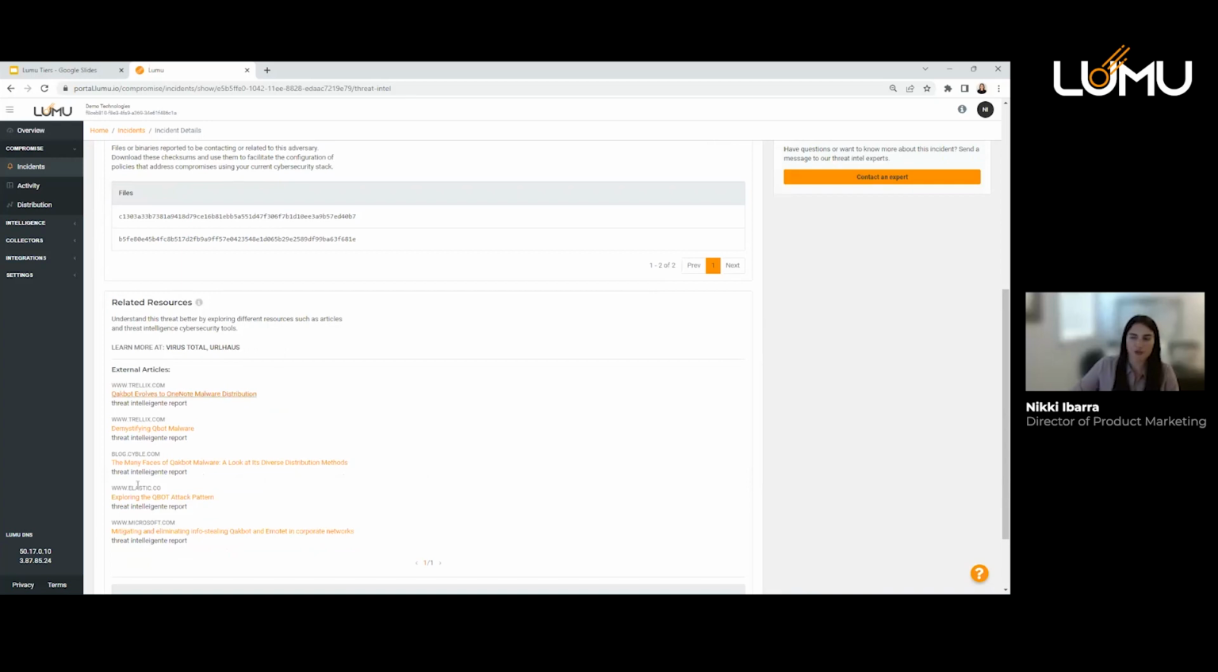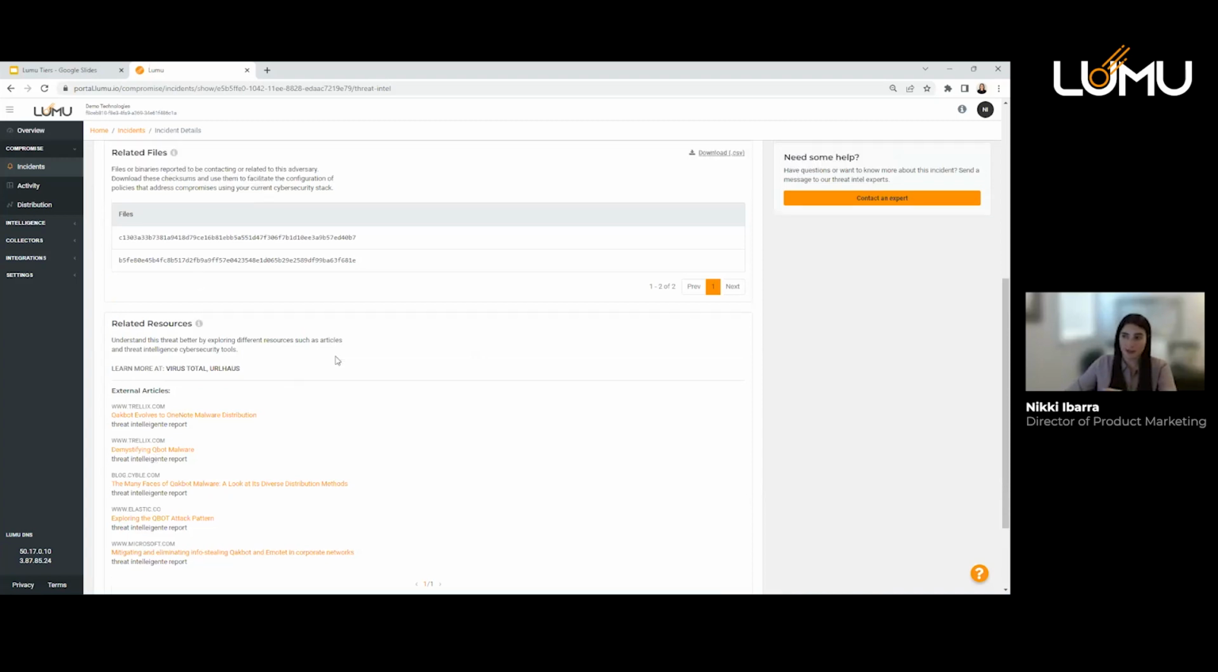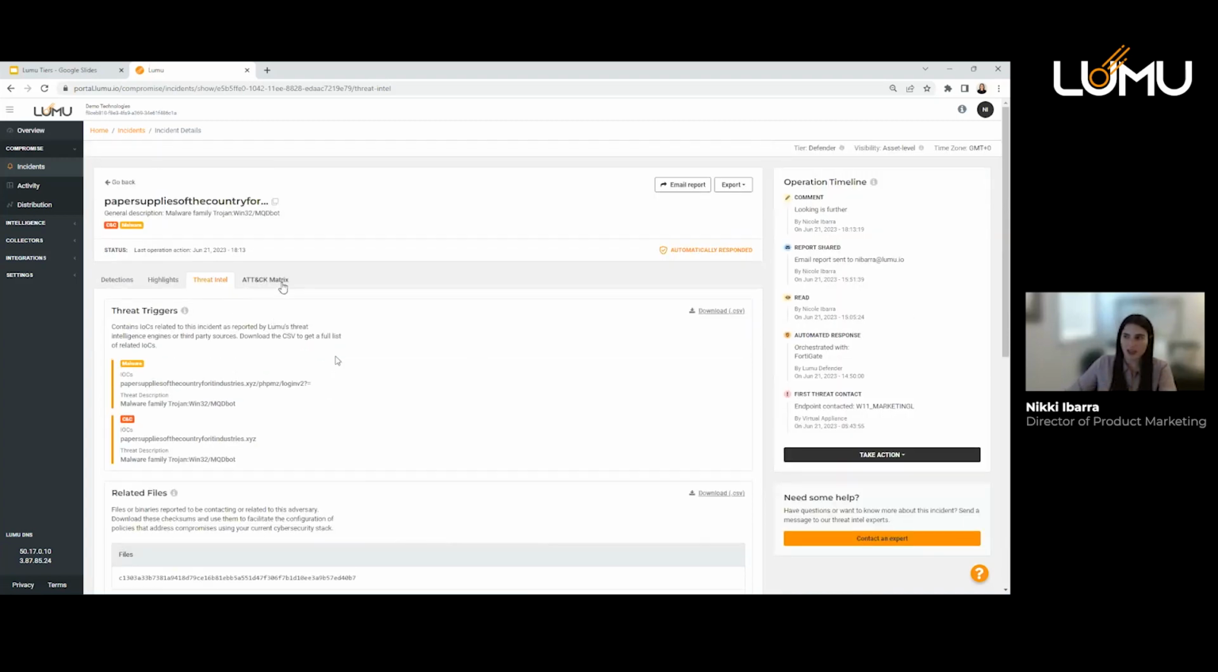Related resources, here's where we try to include some articles, helps you again just understand what you're dealing with, what third parties say about this. And I think really these two tabs help you to make adjustments to your cyber stack and defend your organization differently.